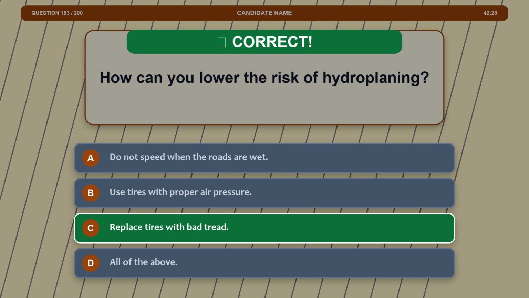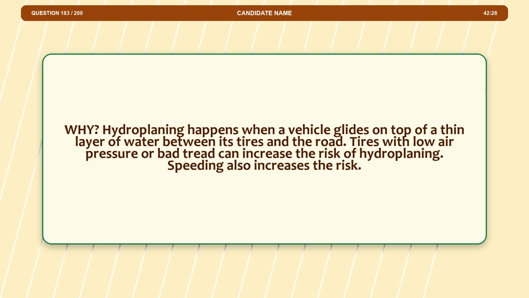The correct answer is option C, replace tires with bad tread. Explanation: hydroplaning happens when a vehicle glides on top of a thin layer of water between its tires and the road. Tires with low air pressure or bad tread can increase the risk of hydroplaning. Speeding also increases the risk.